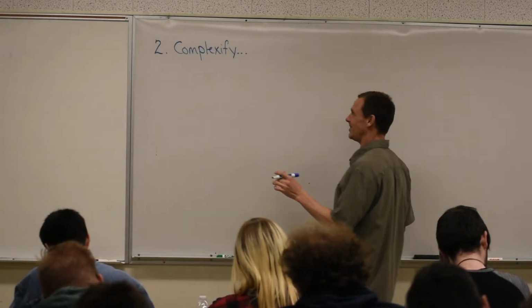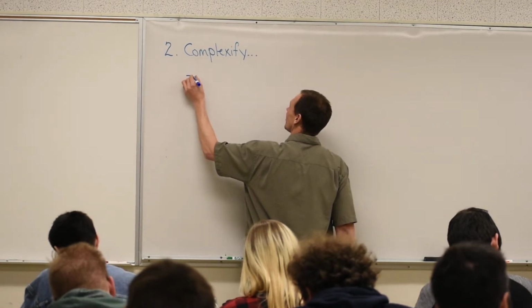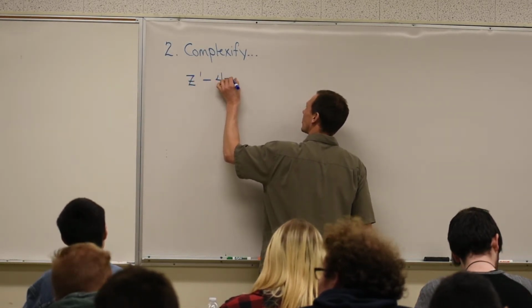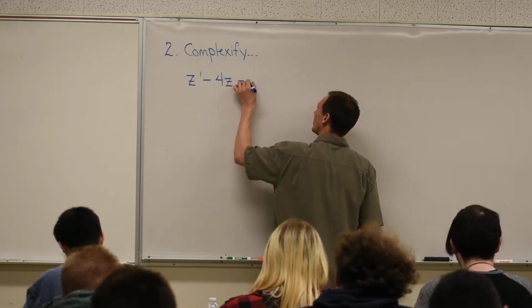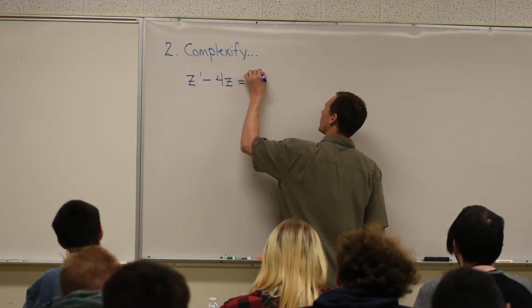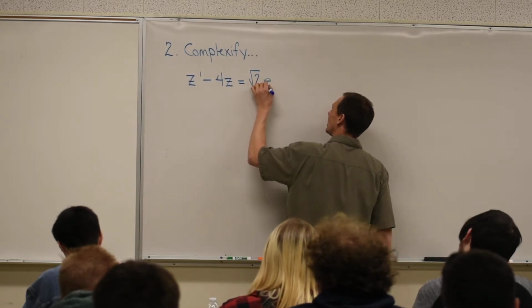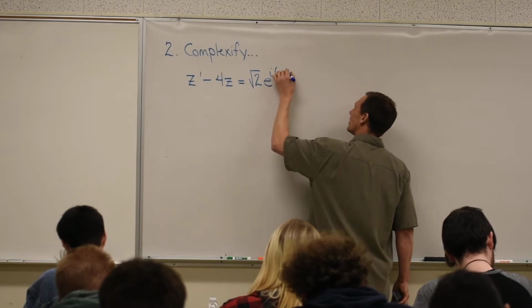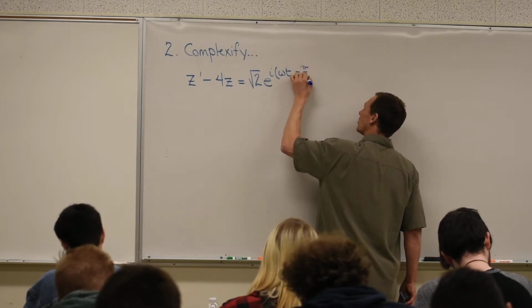So what we're going to do is we're going to be solving this problem. z prime minus 4z is equal to the square root of 2 e to the i omega t minus i over.